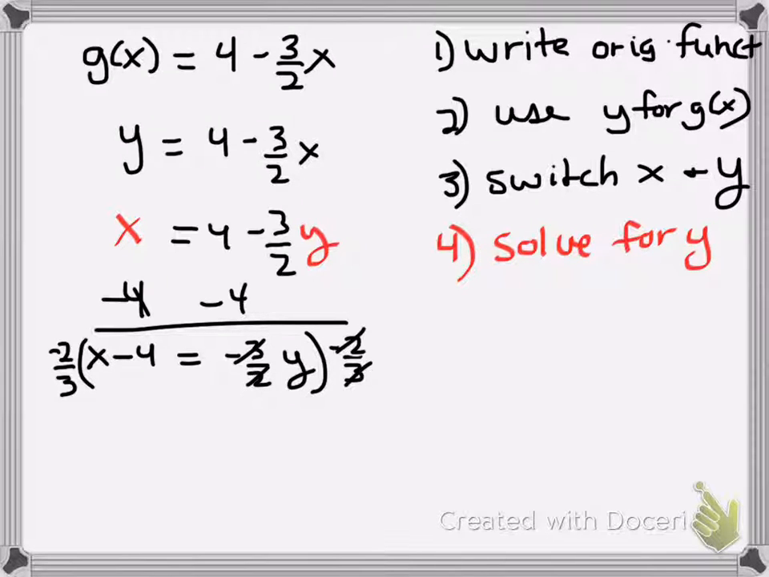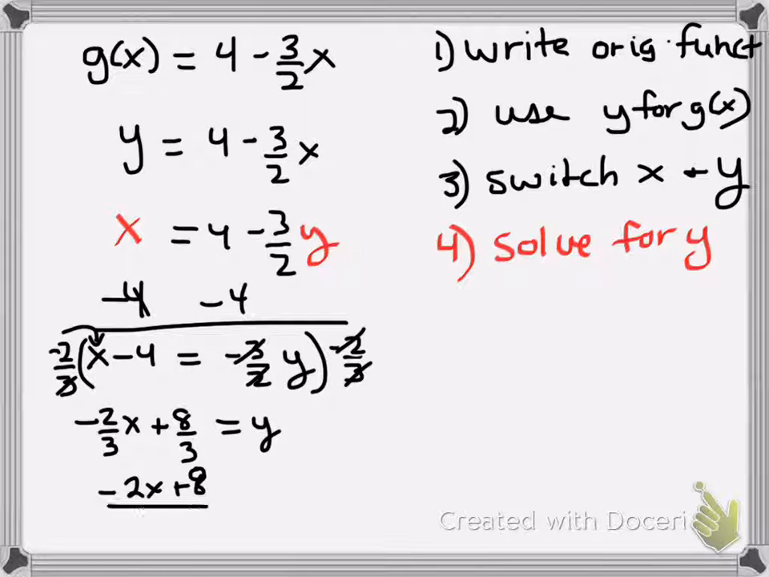And cancel, cancel, cancel, cancel. Oops, and when I distribute, I get -2/3 x plus 8 over 3 equals y. Or I could write it -2x plus 8 all over 3 is equal to y.